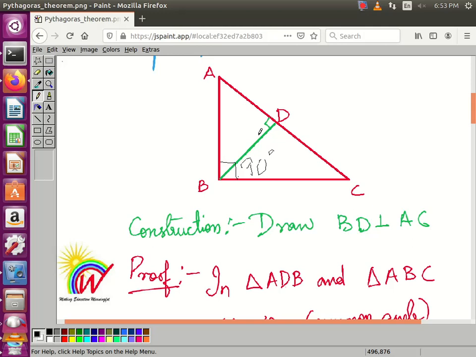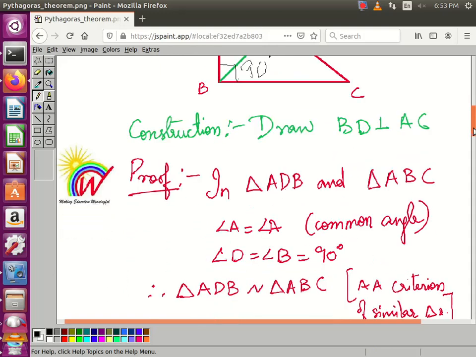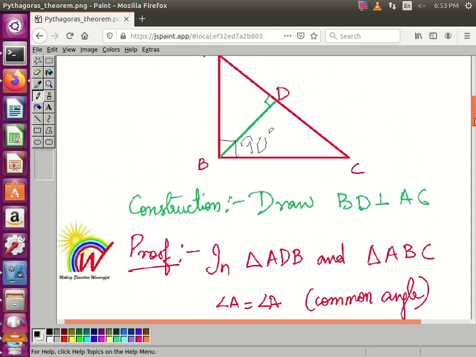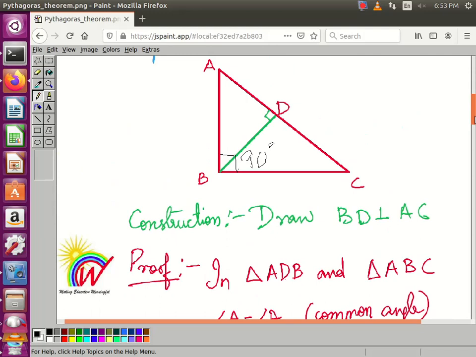All right, so the construction is: draw BD perpendicular to AC. Okay, so BD is drawn in such a way that it's perpendicular to AC. So there is a 90-degree angle at D. Okay, so now we'll start with the proving. Let's look at the triangle ADB. Look at this triangle ADB and ABC. See, ABC is the whole triangle, the red triangle, and ADB is just the top small triangle. Okay, so we are just looking at these two triangles.